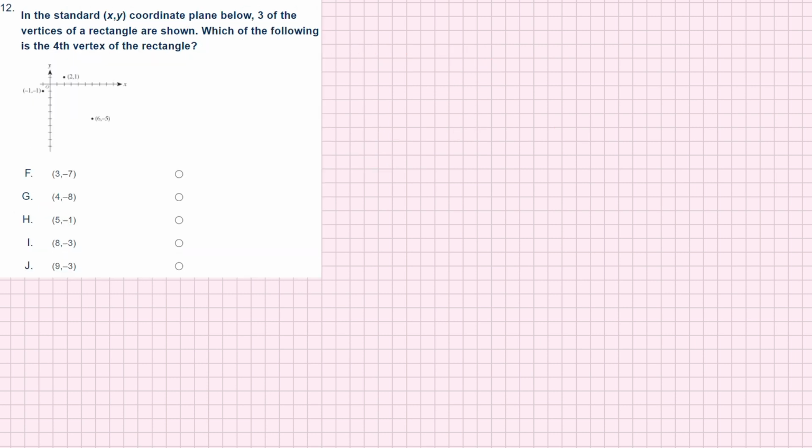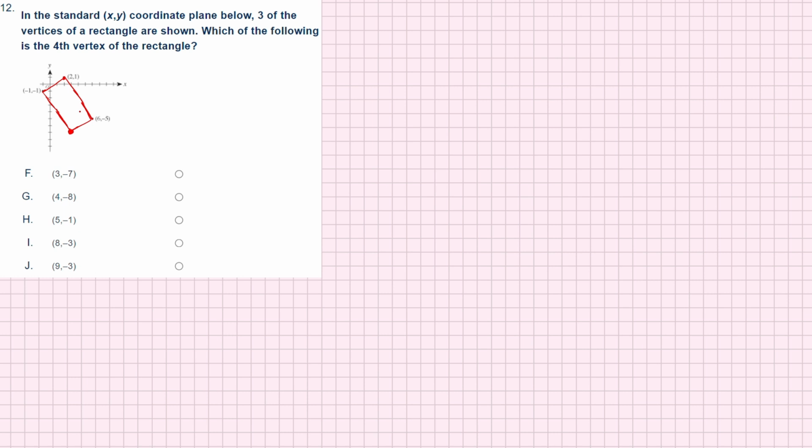In the standard XY coordinate plane below, three of the vertices of a rectangle are shown. Which of the following is the fourth vertex of the rectangle? Basically the corners or vertices of a rectangle are given. So this is one corner or vertex, this is the second vertex, and then you will have the third one here, and the fourth one will be somewhere here, right?